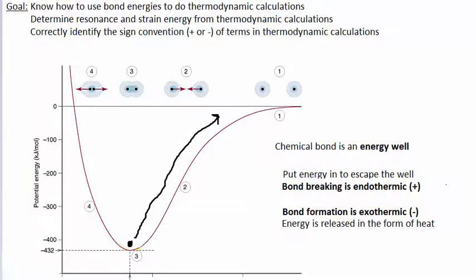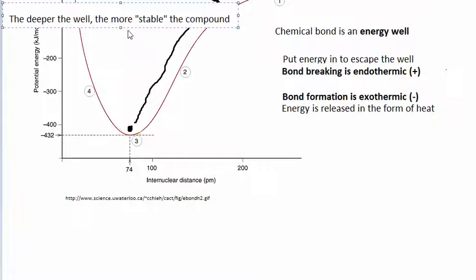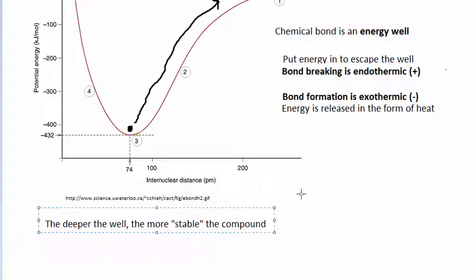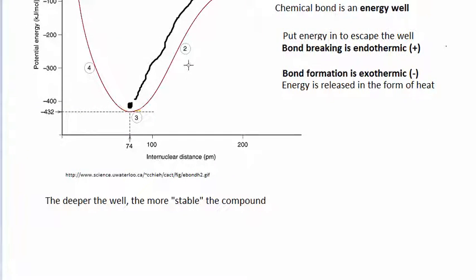Okay, so why do we care about this in particular? Well, okay, let me scroll back up for a sec. So what we say when the well is deeper is that the compound that you're looking at is more stable. In other words, you want to be in the minimum state of energy. You want to be at the bottom of this well. Why does being low in energy, being at the bottom of this well, mean that your compound is more stable?